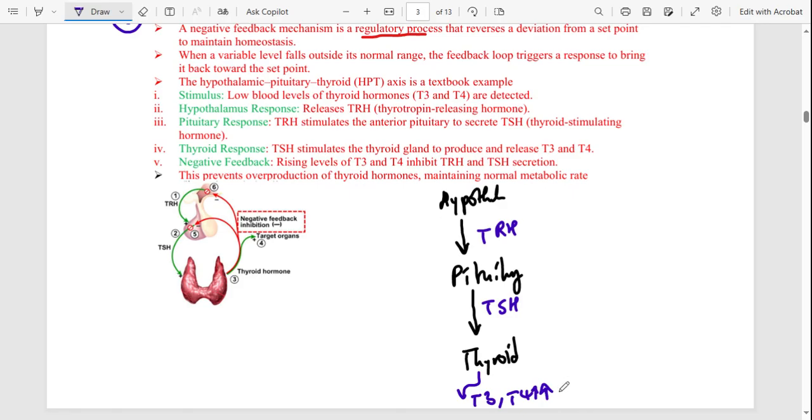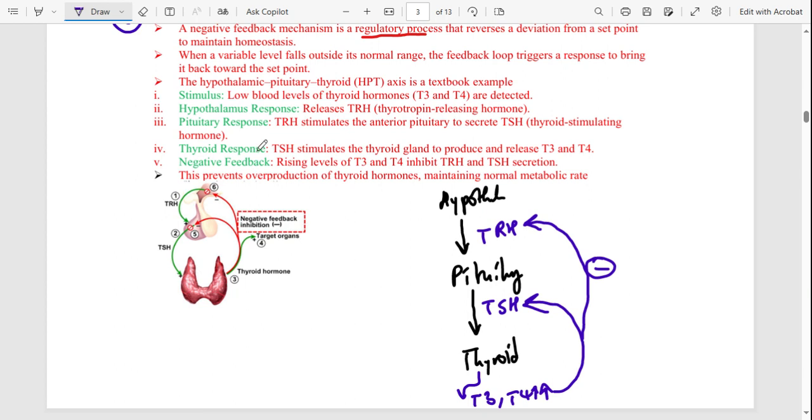What this does is that these are now going to go back and inhibit the thyroid stimulating hormone and the thyroid releasing hormone. They are going to inhibit them, because as long as these are still being produced, you are going to have more and more of the thyroid hormone, and that can lead to hyperthyroidism. So you want to maintain homeostasis, a constant internal environment. So once TSH and TRH are inhibited, it means that there is no information to stimulate the thyroid to release more thyroid hormone. And so a constant internal environment is going to be maintained in that case.